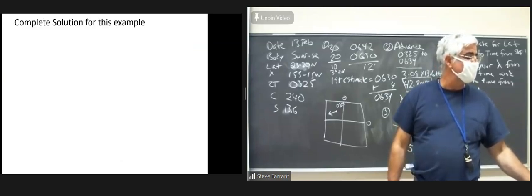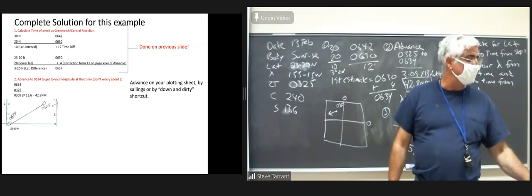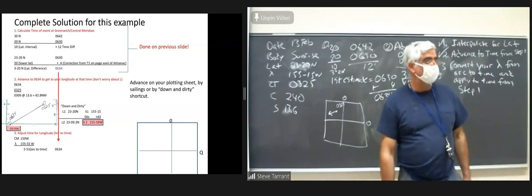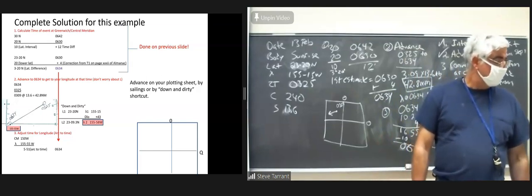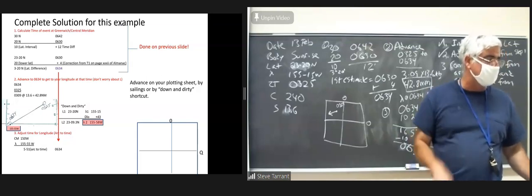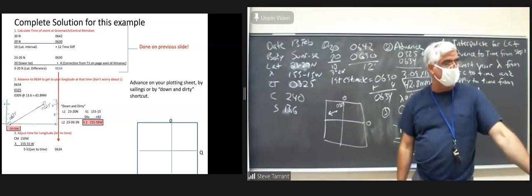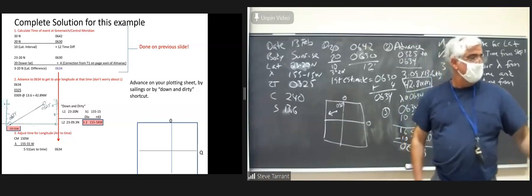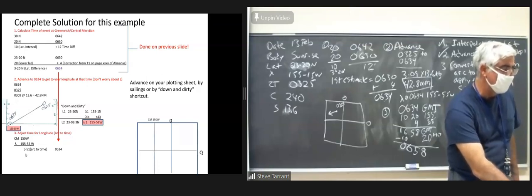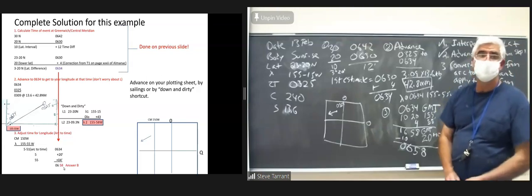Complete solution for this example. Okay, this is all done up on the board already. Just as a shortcut here, we've already done all of this. It's just sort of putting it all together. You do your first estimate, you do your advance, you do your arc to time, and you get your answer.